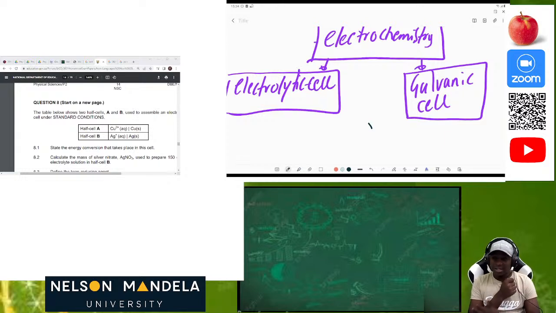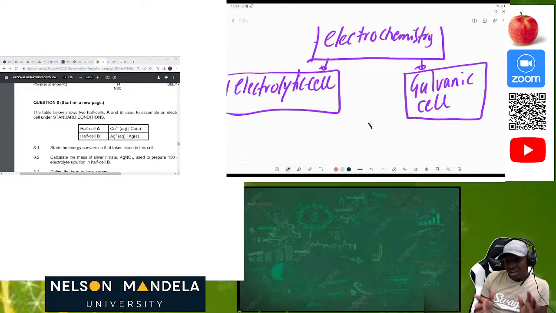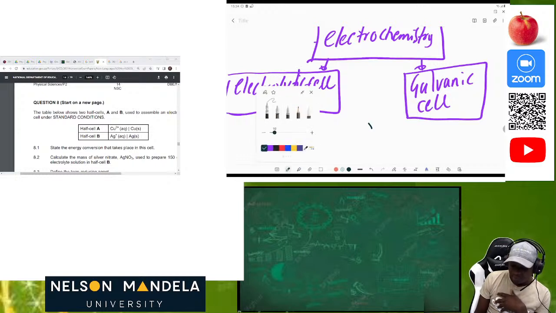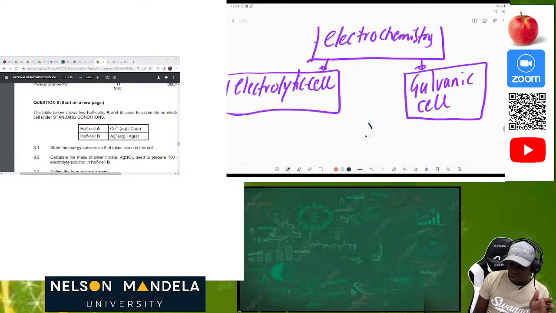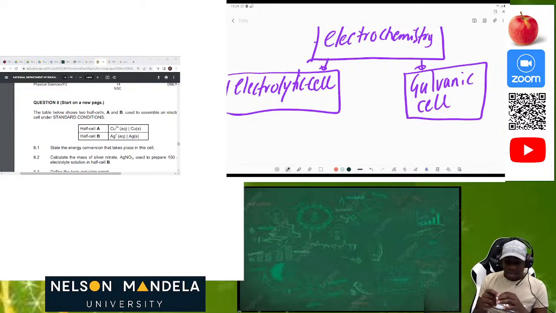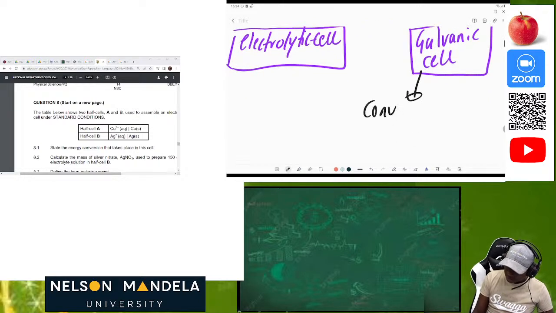For the definition of a galvanic cell, make sure that you use the exam guideline, because if you come with your own definition, you're going to be in trouble, in the sense that you will be marked partially. So please use the exam guideline definition. The exam guideline definition says that a galvanic cell is a cell which converts chemical energy into electrical energy.